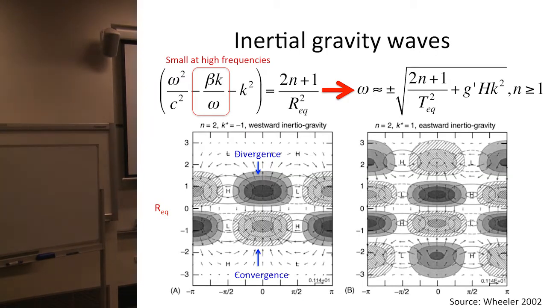Okay, if we move on to actual inertia gravity waves, there's three curves at the top. You find the solution by saying that at high frequencies this term here is really small, so you can basically just reduce it to zero. Then you can find the frequency in terms of the wave number, and this is your solution for the frequency in terms of the wave number.